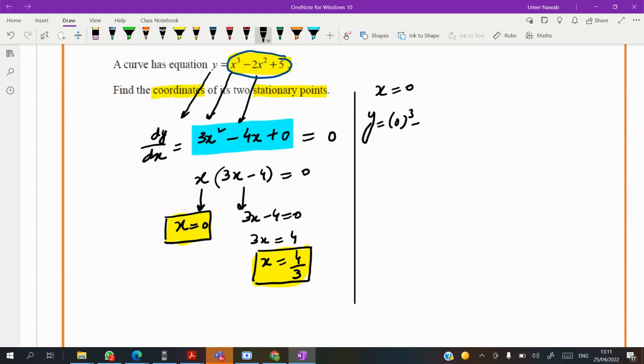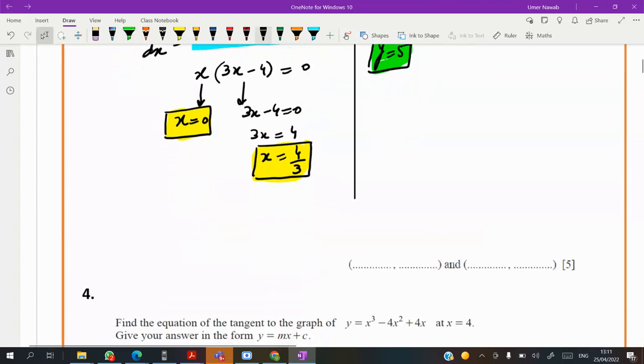I use the word original because there is also dy by dx here. Some students think they have to substitute these values of x into the dy by dx here. No, the curve is y equals. So you have to substitute in the original equation: minus 2 times 0 squared plus 5. So it gives me y is equal to 5. So our y coordinate is found. So one point is, if your x is 0, your y is 5.